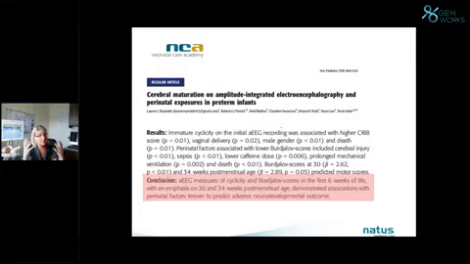And again, similar sort of thing here. This study, again, looked at Burdjalov scoring, and they looked at the measures of cyclicity in the AEEG in the first 6 weeks of life, and they demonstrated associations that were known to predict adverse neurodevelopmental outcomes by looking at those elements of the AEEG.